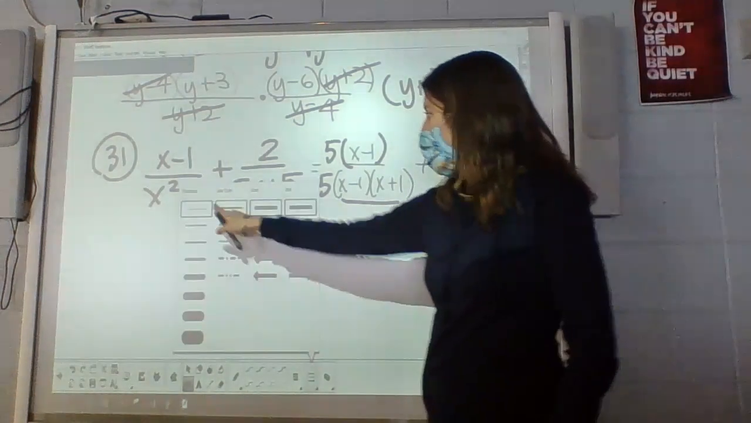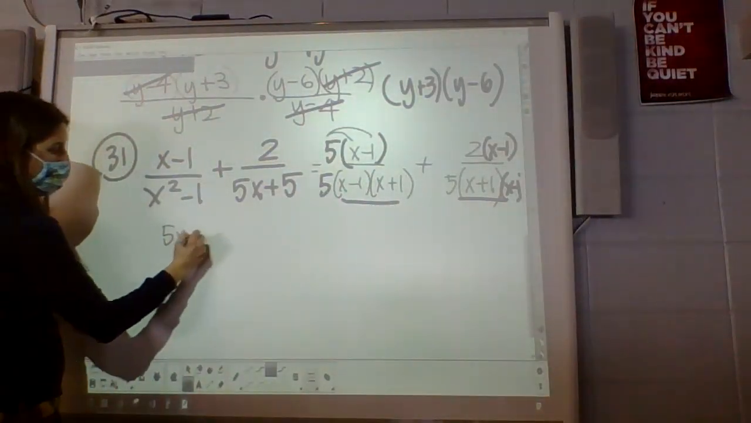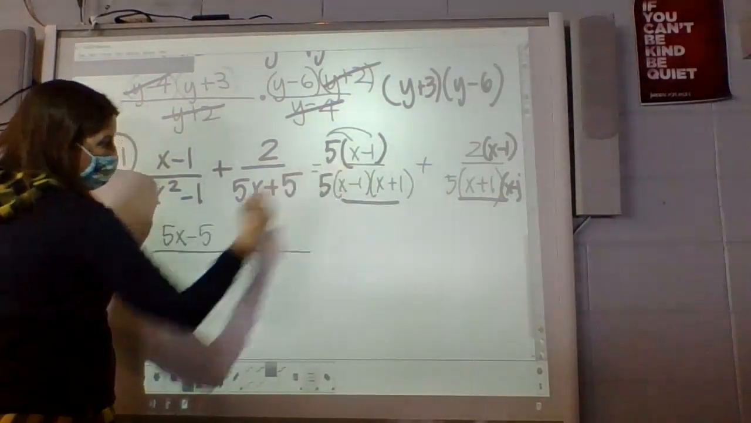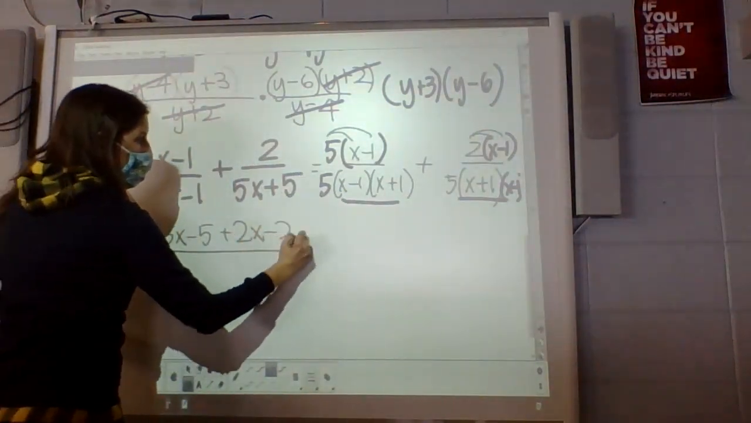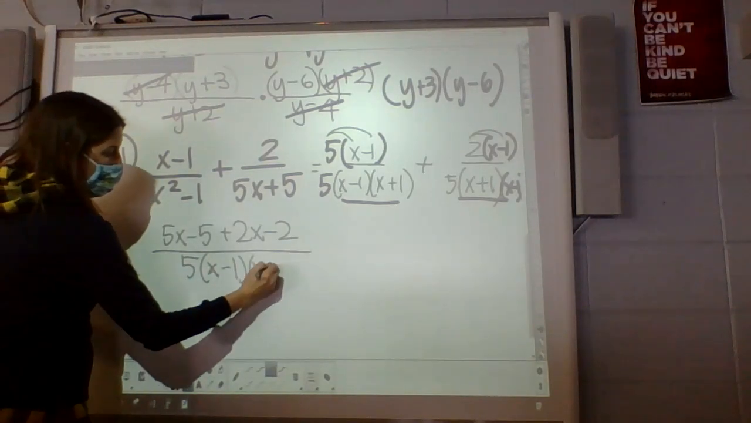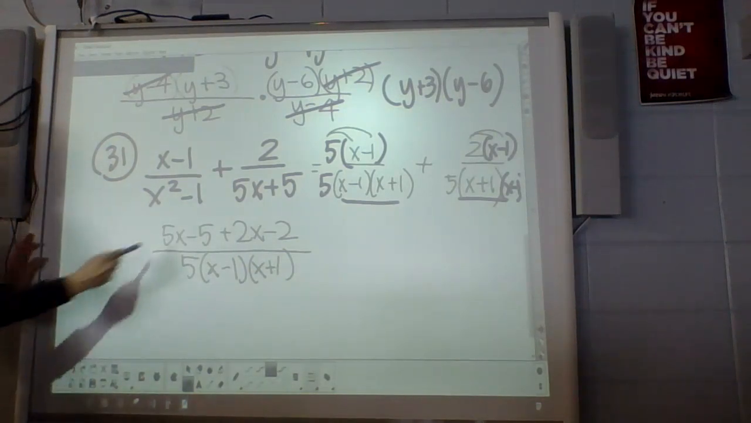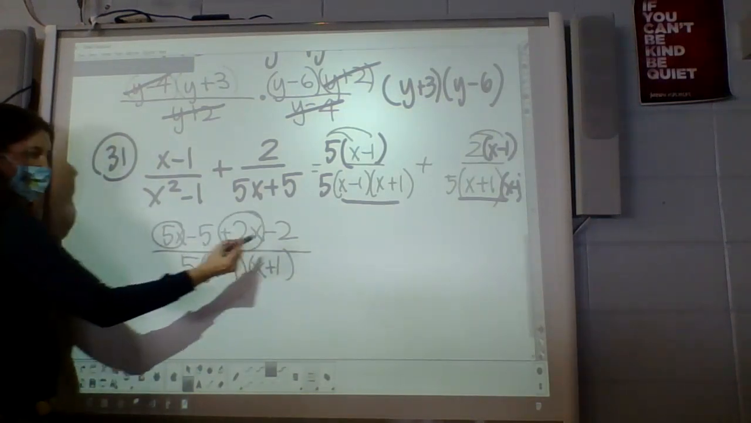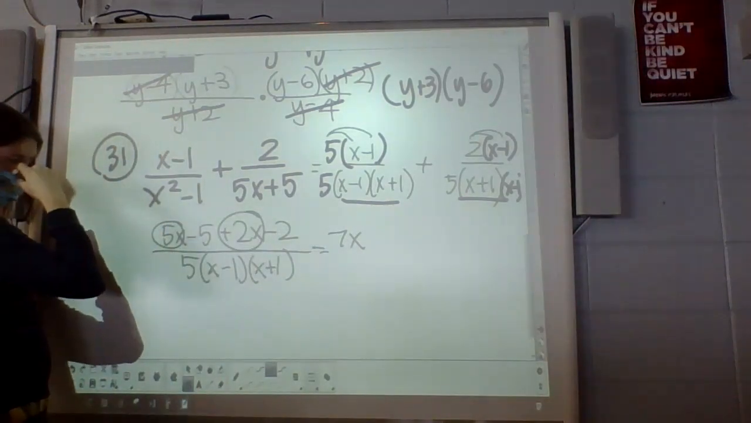So what I'm left with, I'm going to distribute up here. So 5x minus 5, and then 2x minus 2, all over this crazy bottom. But then I have some like terms to put together. So this will be 7x, and then this will be minus 7.